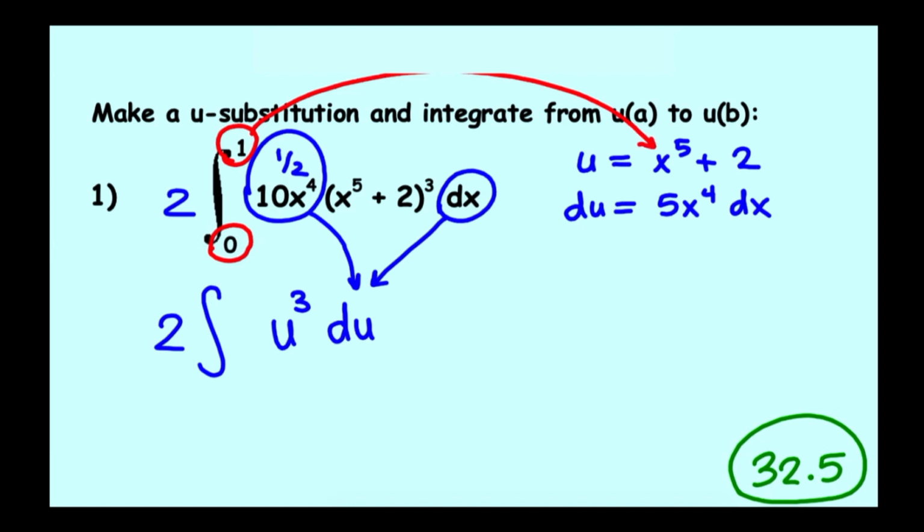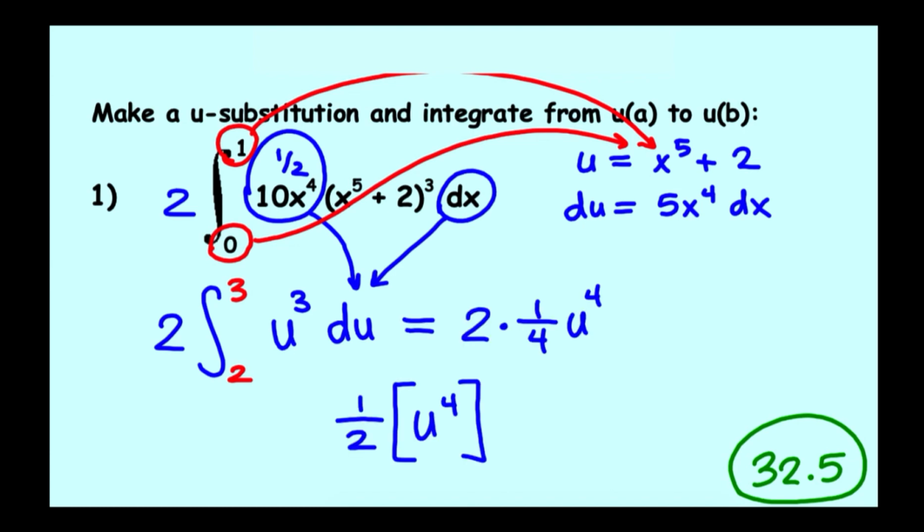If you start with the 1, you put it in, 1 to the 5th is still 1, plus 2, that'll be 3. Plugging the 0 into the same place will be 0 plus 2. All right, now let's proceed. So everything comes out the exact same way it did before, except you don't have to plug the x's back in. You don't have to plug in this x to the 5th plus 2. You're already in u's, you've got your u limits.